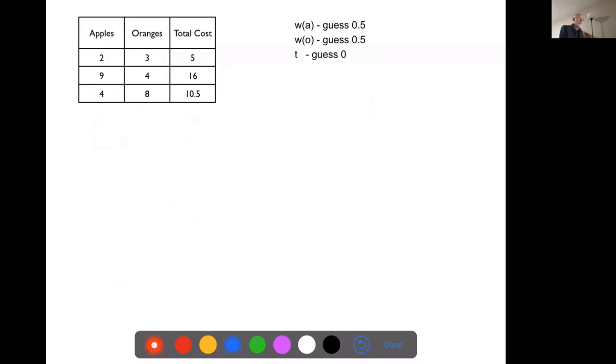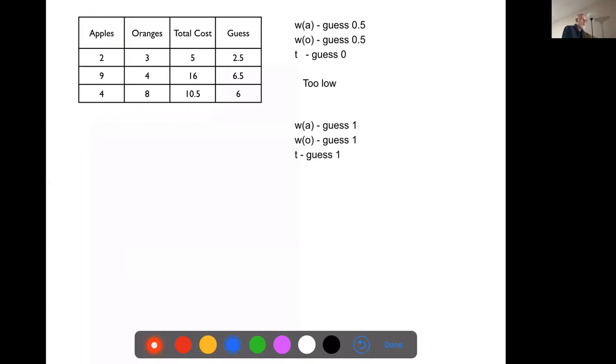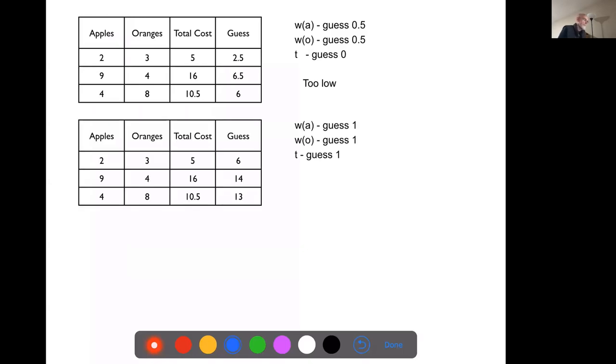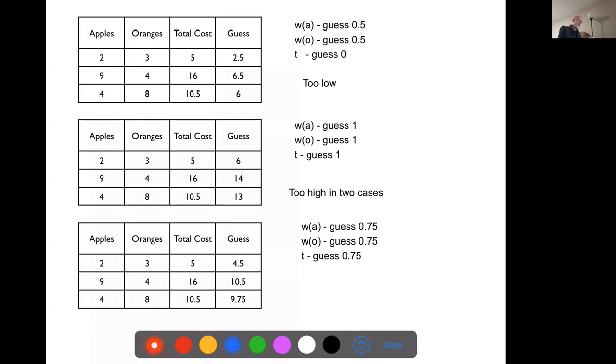But here's a computational way to do it. We can just guess, and then say the guess is too low. So let's guess again. Much better, we're closer. So now we keep on iterating by changing the numbers a bit until we get closer and closer to the actual total cost. We iterate over and over again until we get close enough and say, okay, these are the values we're going to use.